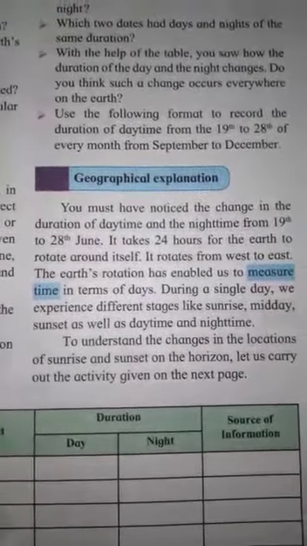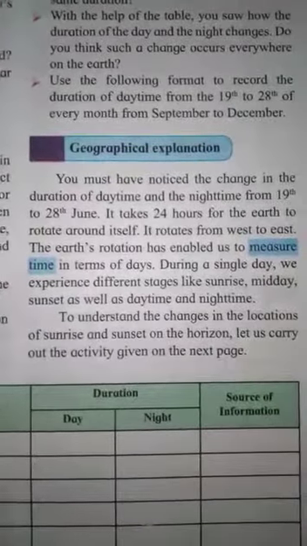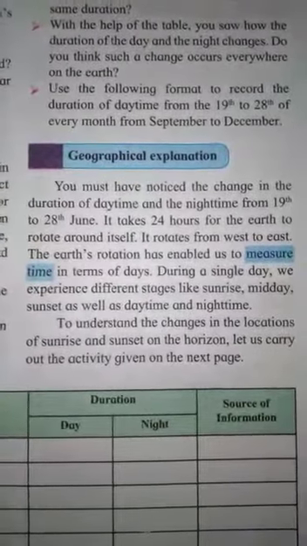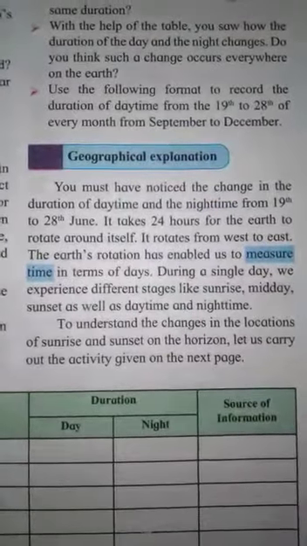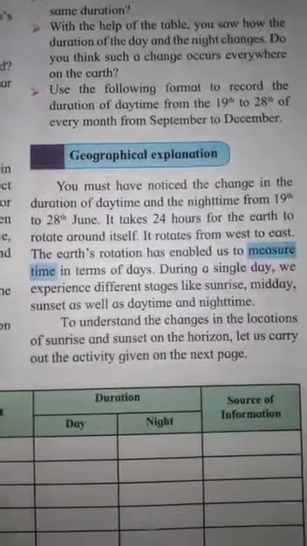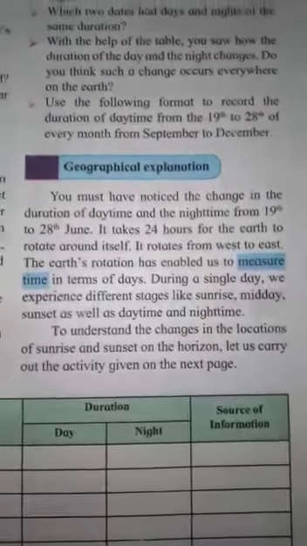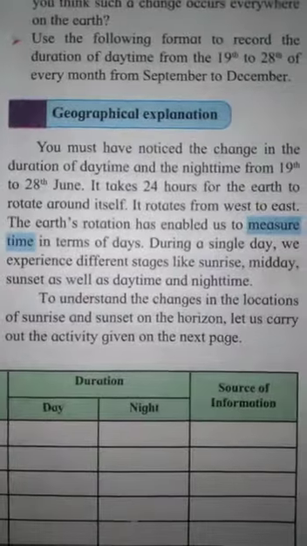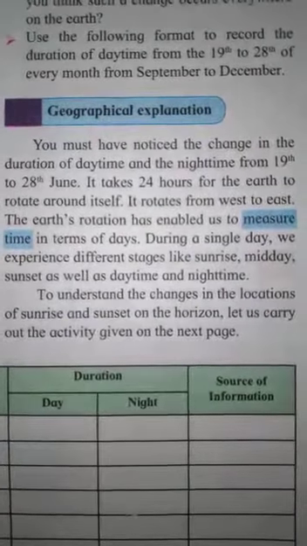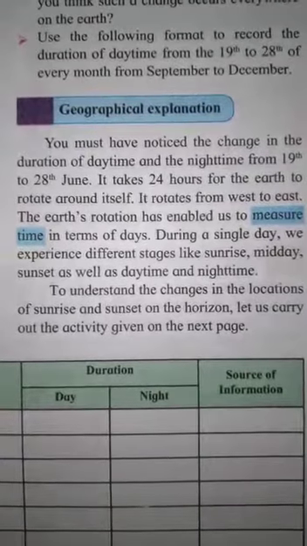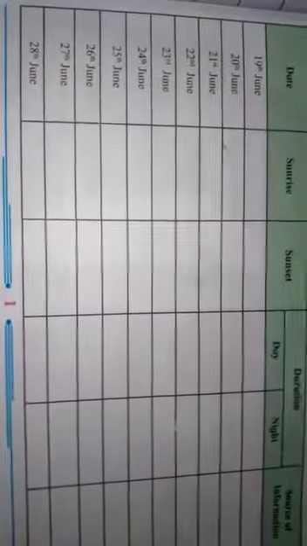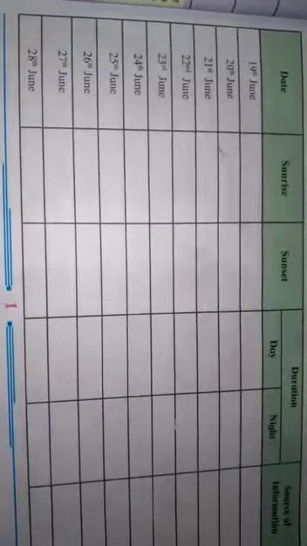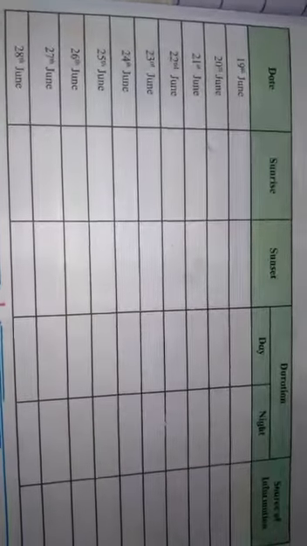In a single day we can experience sunrise, meaning the morning time when the sun rises and is in the sky. Midday means afternoon, the middle of the whole day. Sunset means the evening, in which the sun sets, meaning the sun goes down below the clouds. As well as that, we also experience daytime and nighttime. To understand the changes in the location of sunrise and sunset on the horizon, let us carry out the activity given on the page. We have to carry out this activity from 19 June to 28 June, calculating the sunrise and sunset time and duration.